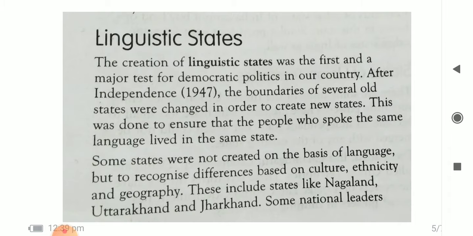In 1947, the boundaries of several old states of India were changed in order to create new states. This was done to ensure that people who spoke the same language live in the same state. Some states were created not on the basis of language but to recognize differences based on culture, ethnicity or geography. This includes states like Nagaland, Uttarakhand and Jharkhand.